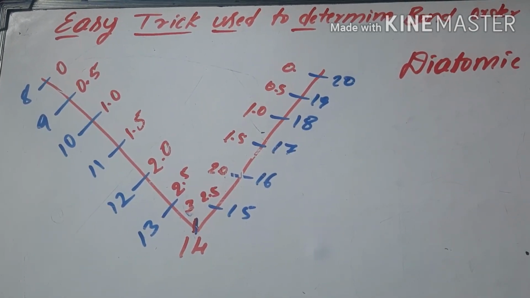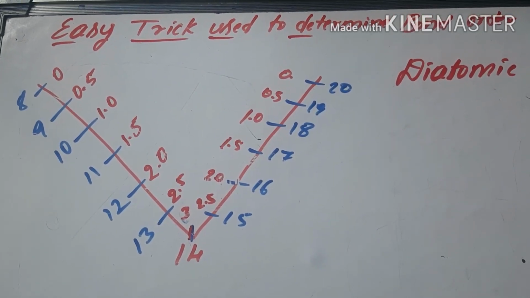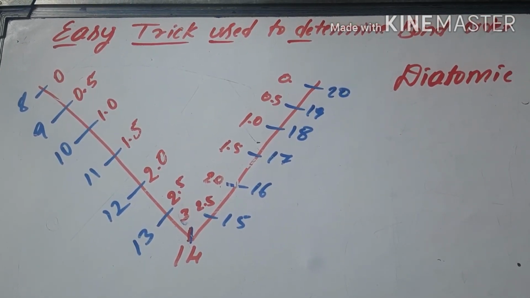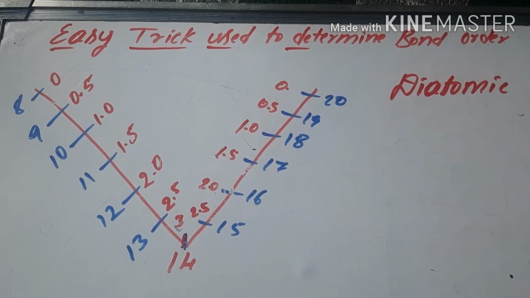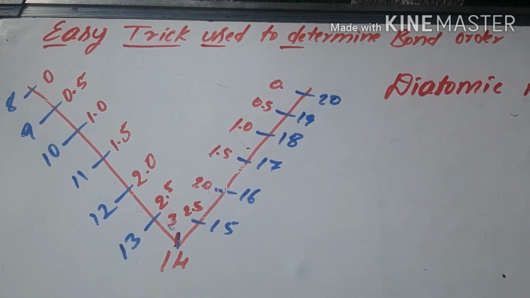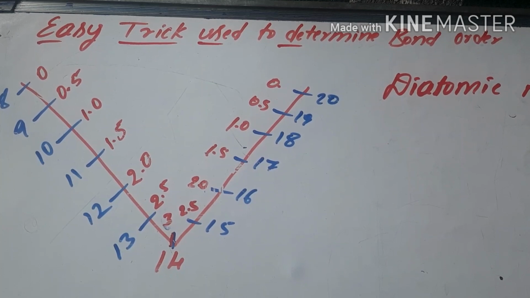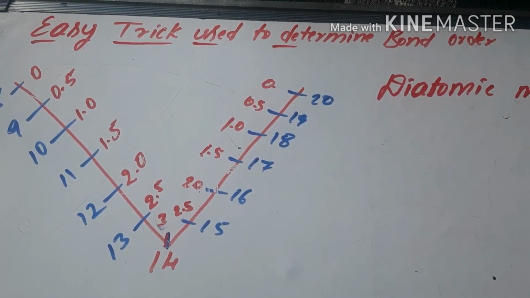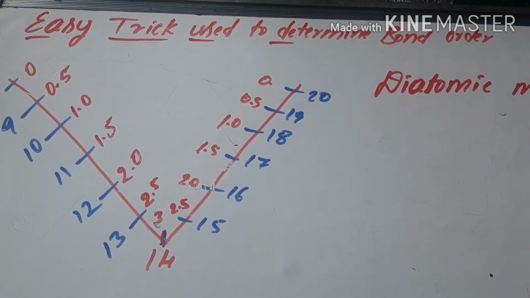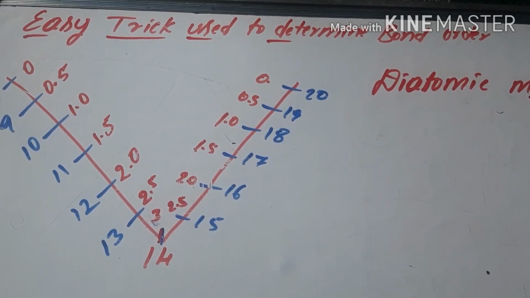Now we can discuss an easy trick used to determine bond order. Bond order is the number of bonds that exist between two atoms in the given molecule. So how can we determine this bond order using shortcut methods?